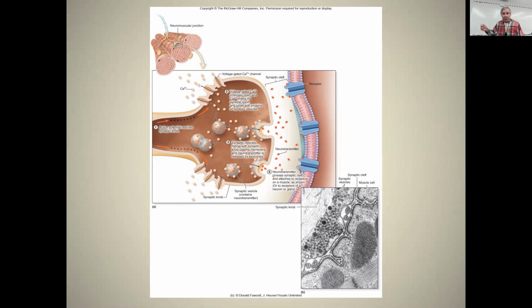That binding opens up an ion channel. Ions either rush in or out, depending upon what the ion channel is. And the membrane potential of the postsynaptic cell is changed. It's either depolarized or hyperpolarized. And then the synapse is turned off somehow by those three methods we talked about, and then the synapse is off. And this happens to be a neuromuscular junction. So this is a cholinergic synapse here.